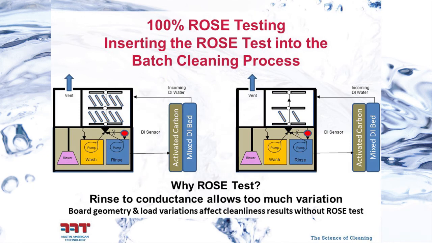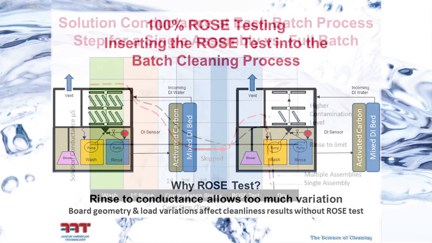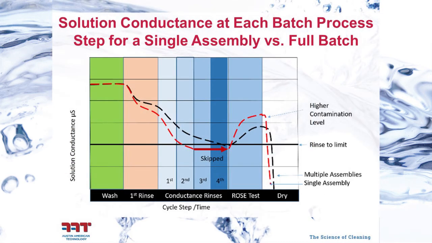So anyhow, why ROSE testing? This is where board geometry and load make a large difference. You can see here we've got on the left a batch machine that's fully loaded, and on the right we have one that only has two boards in it. Now this is the data that we gathered when we did this. As you can see, the green area is the wash cycle. The pink is your first rinse, and then conductance rinses, ROSE test, and dry. As we did this research, we washed for the same amount of time at the same temperature. We get into our first rinse, and you start to see a little bit of a difference.